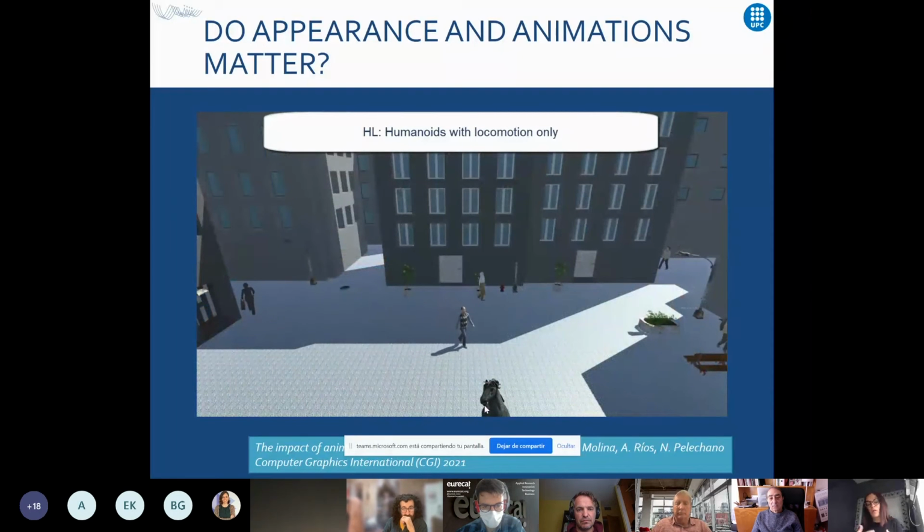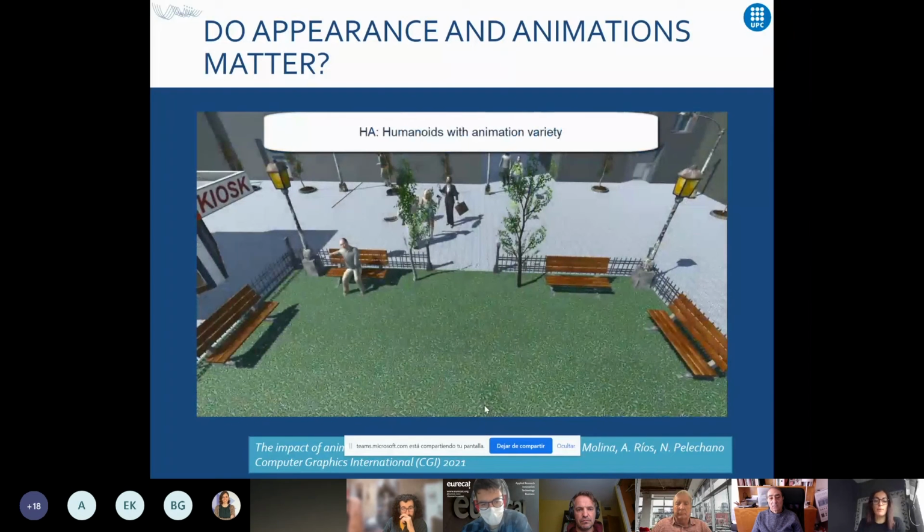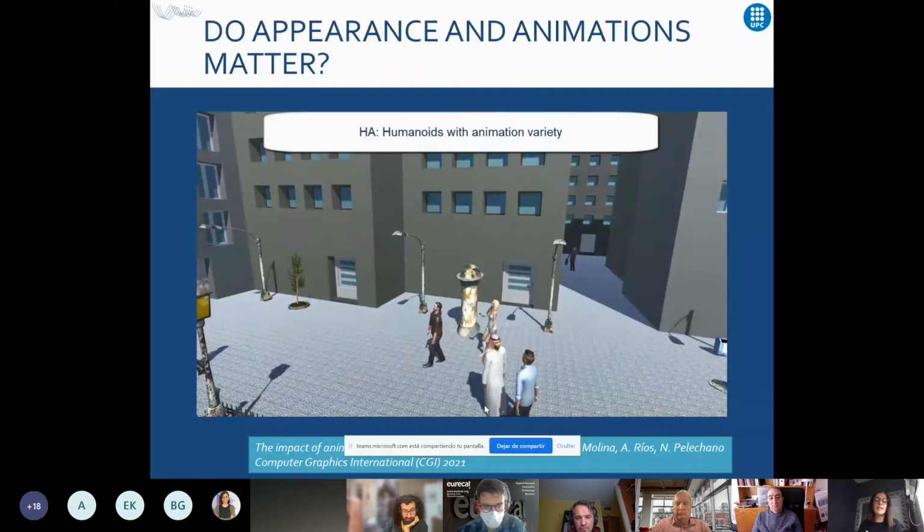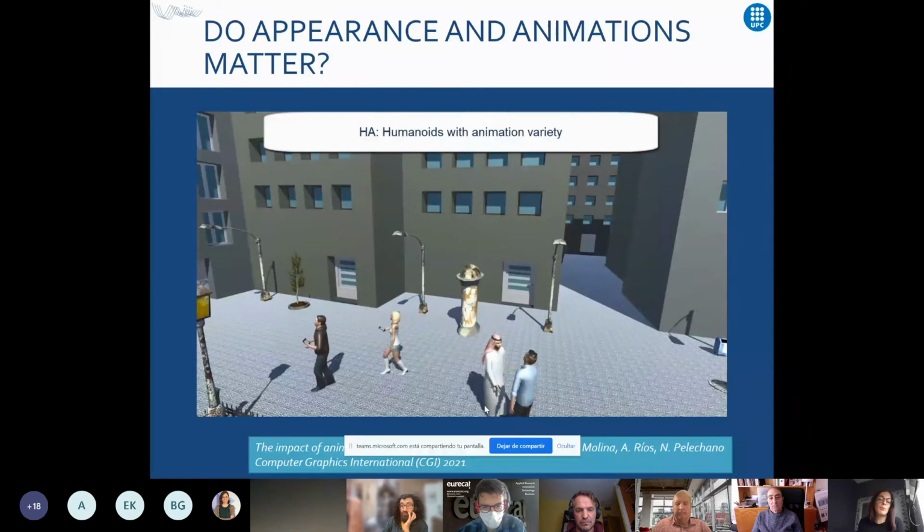And then we have the case where we include animation variety. So participants sit down, gesture to others, talk on the phone, carry objects, they start showing a larger variety of animations, giving more meaning and more life to these environments.